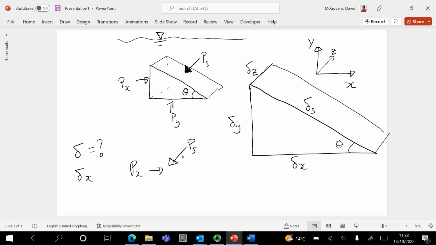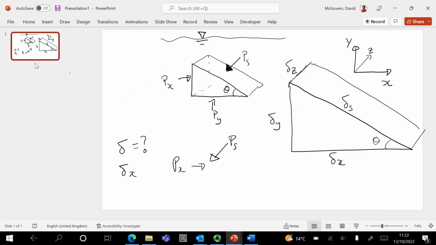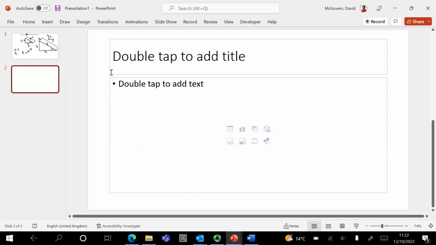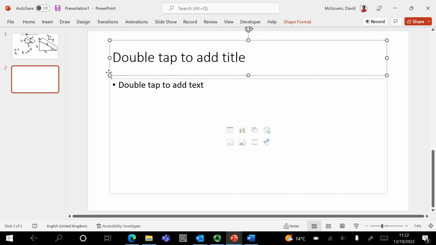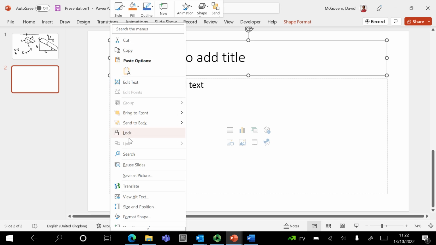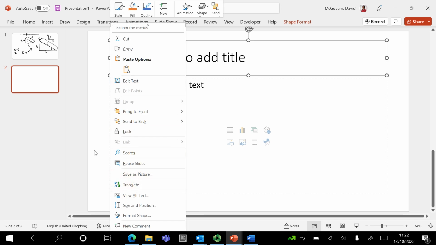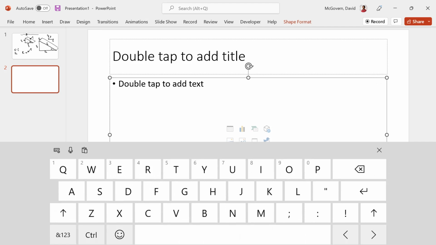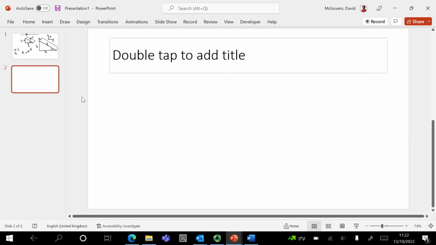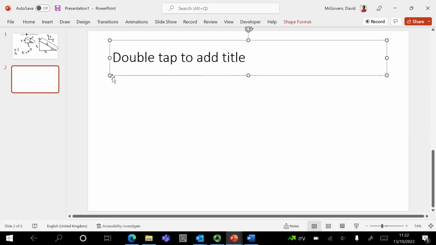So in order to turn any force, it has a component that can be divided into two components. Let me just get another slide here. I'm just going to delete there. Oh dear. Let's get rid of that. And that one.